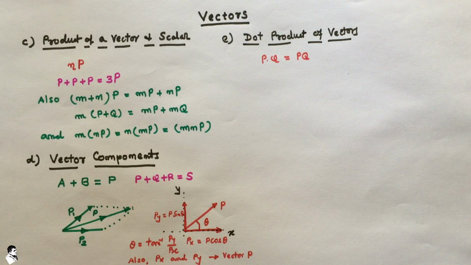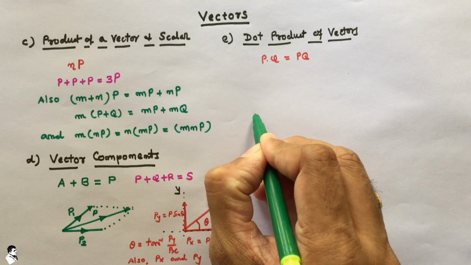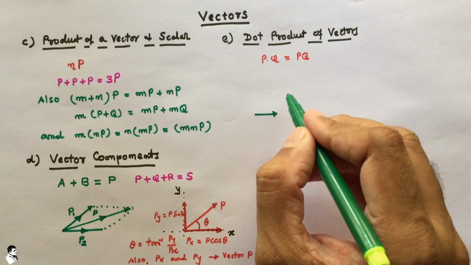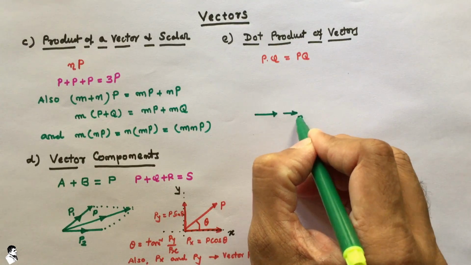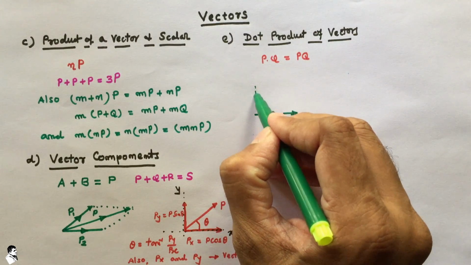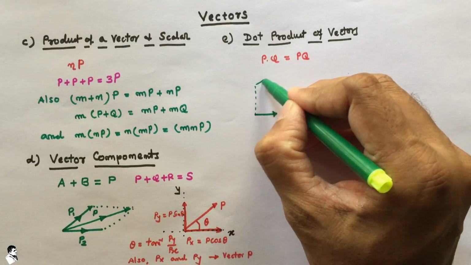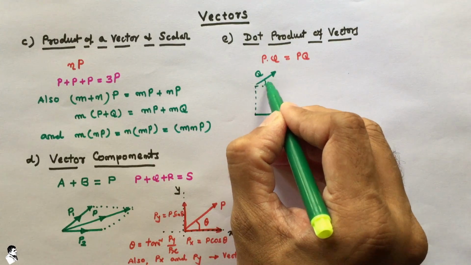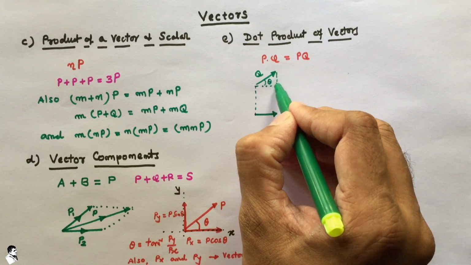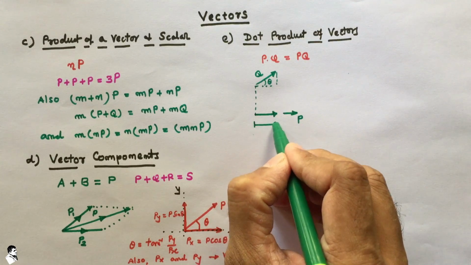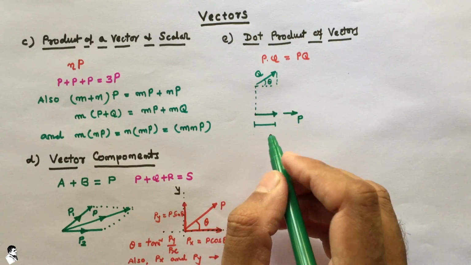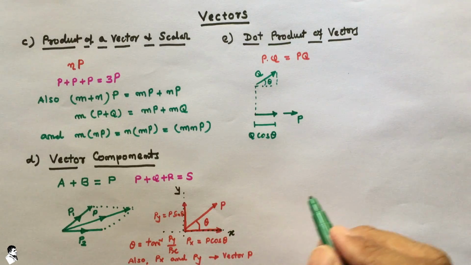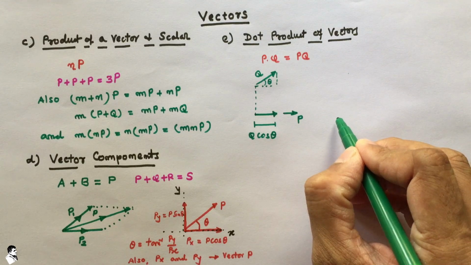So we have a vector here, that is a vector p, so we can represent it as a p. Now, next to that we put a vector q, with some inclination theta. So this component along q with the angle theta is q cos theta.